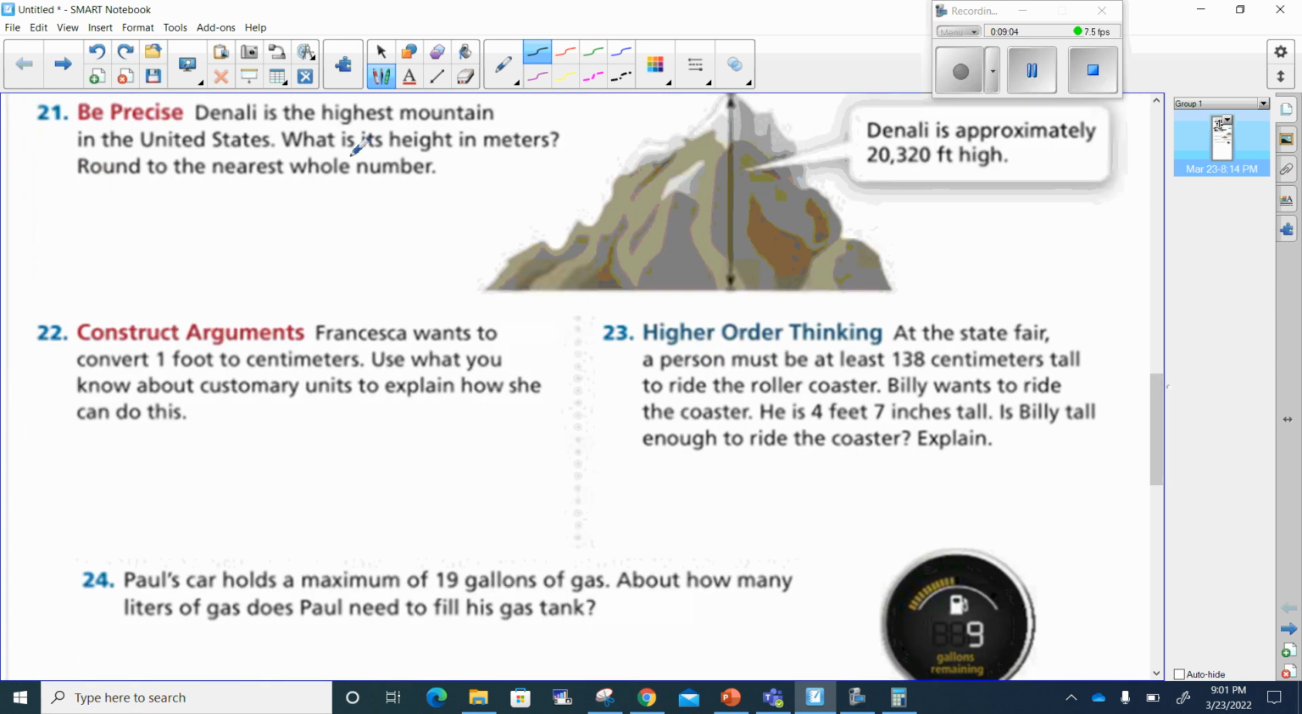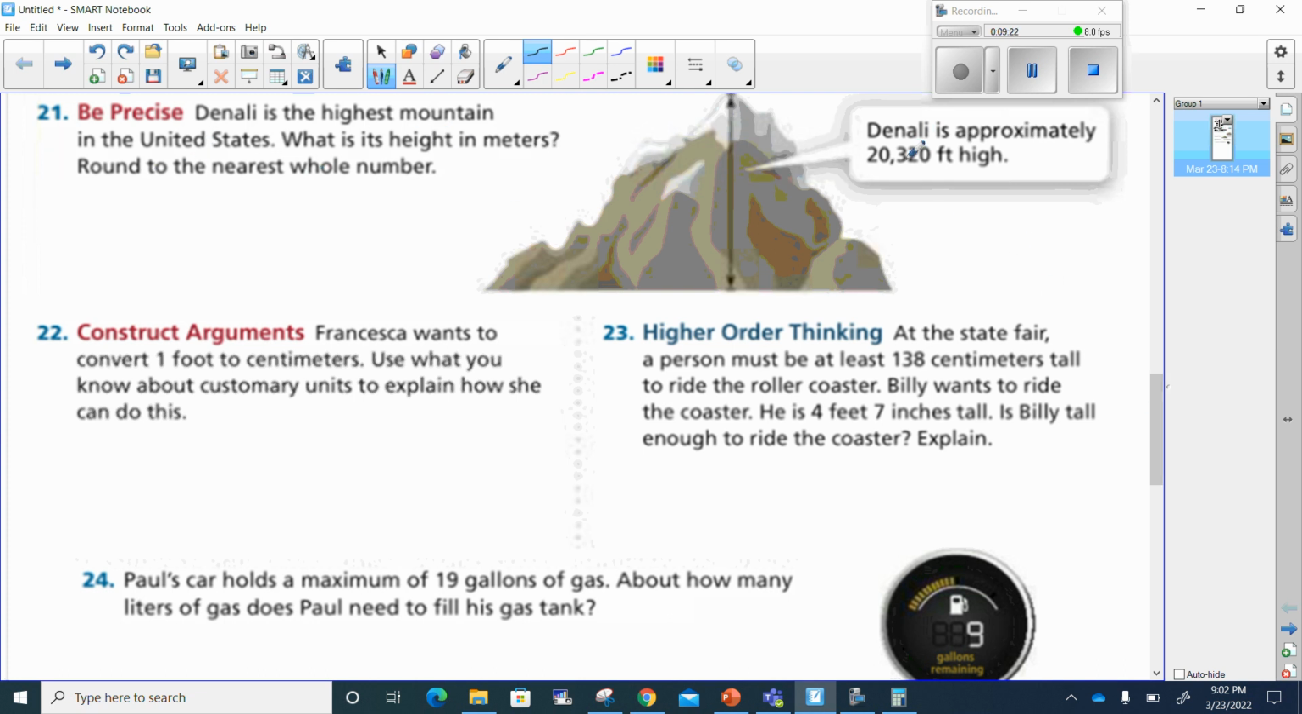Denali is the highest mountain in the United States. What is the height in meters? It is 20,320 feet high, and they want to know how many meters it is. Round to the nearest whole number.